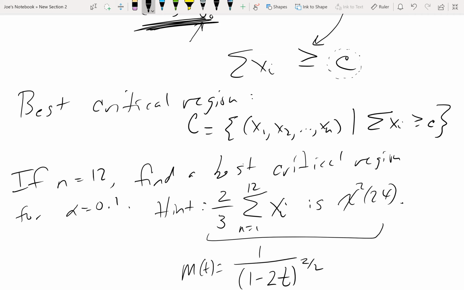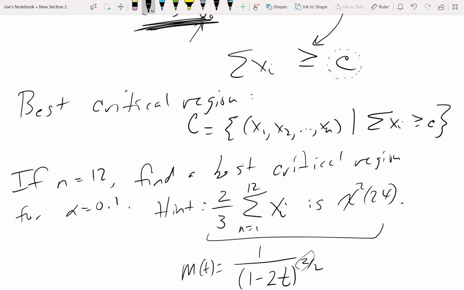And remember, for moment generating functions, if you take independent and identically distributed random variables and add them together, you multiply the moment generating functions together. So if I've got 12 exponentials that have theta equal to 2, when I multiply the moment generating functions together, this is going to change to a 24, because the power would be 12. So when you do sums of exponentials where theta is 2, you get chi squared with double the degrees of freedom, double the number that you add up.